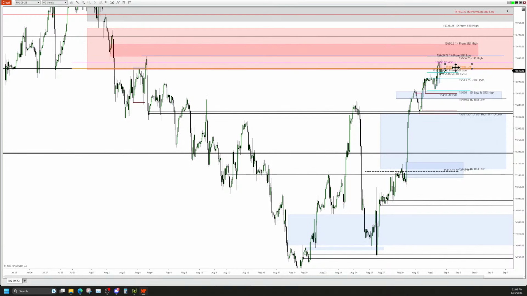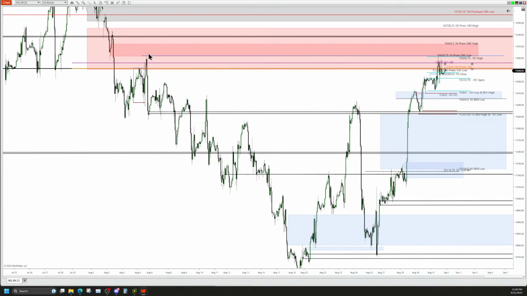Keep in mind, on the weekly side, we have just rejected a weekly premium order block. We could still reject it, honestly. If we see a good solid market structure shift, then it's possible we could start turning downwards if we take all these premium buy side targets. On the hourly, same deal.